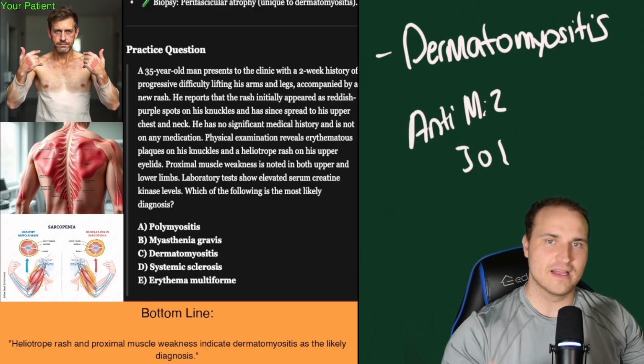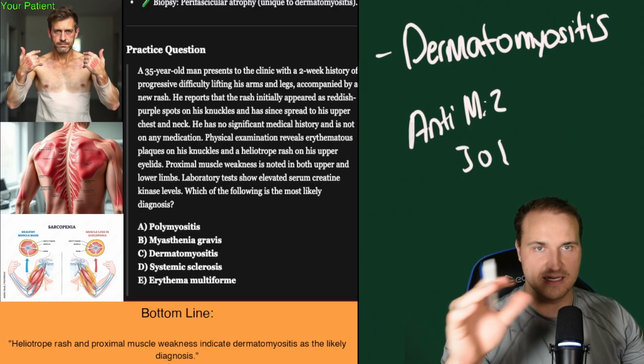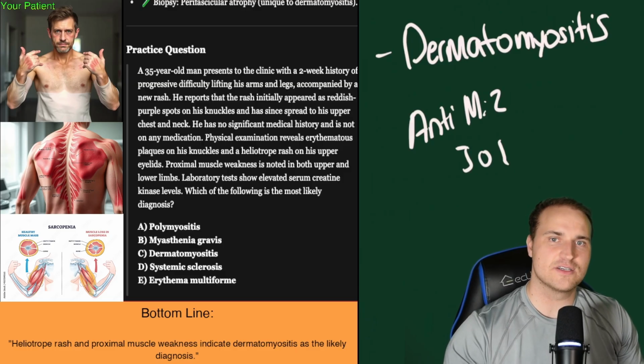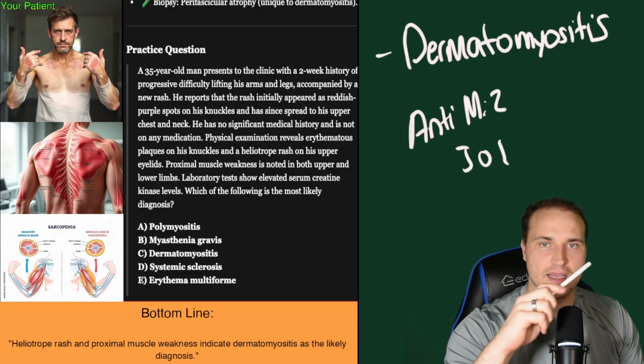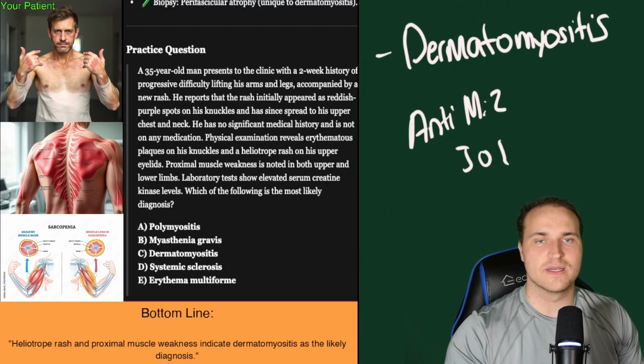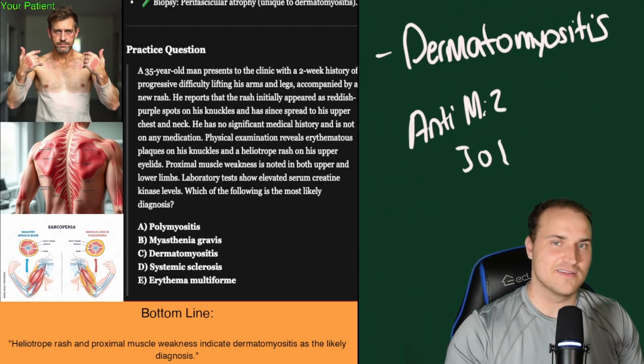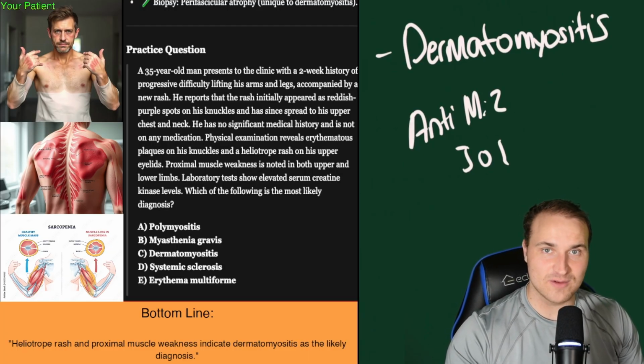Heliotrope is just the violaceous, dusky erythematous skin eruption with or without edema, and it's symmetrically involving the periorbital regions and also sometimes the forehead as well. So that's what heliotrope means, the heliotrope sign. And it should definitely cue you into dermatomyositis. And indeed, our answer is dermatomyositis.